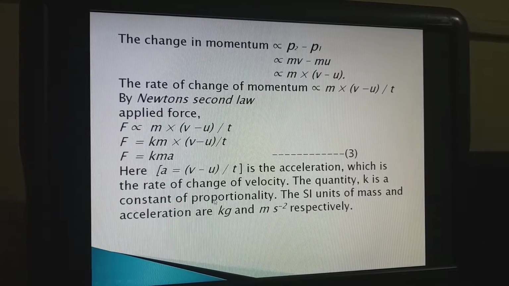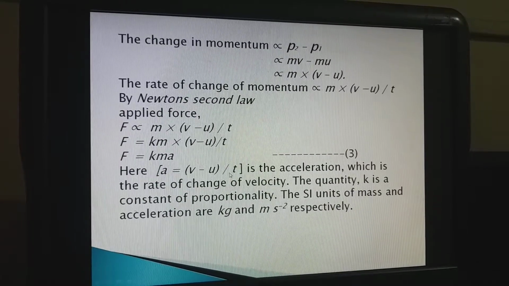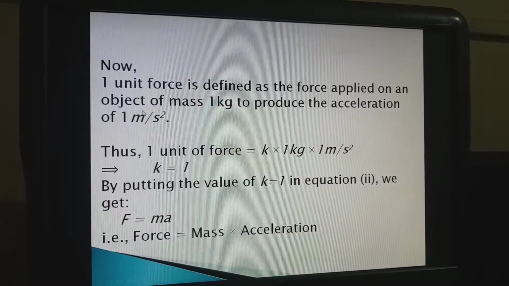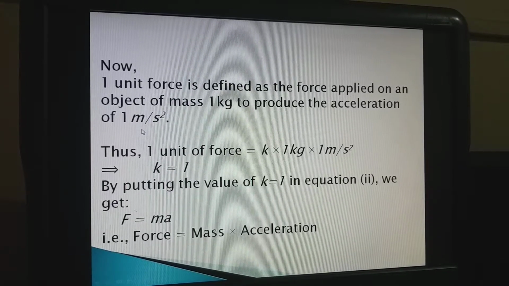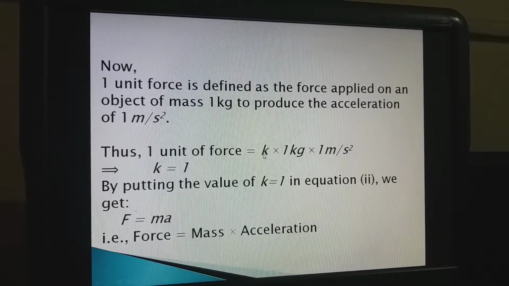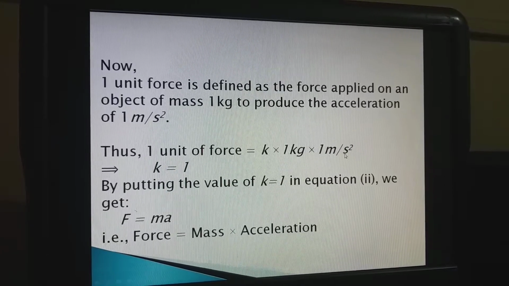This is the expression we are getting in Newton's second law of motion. Regarding the unit, one unit of force is defined as the force applied on an object of mass 1 kg that produces an acceleration of 1 meter per second square. Thus, 1 unit of force is equal to k into 1 kg into meter per second square.